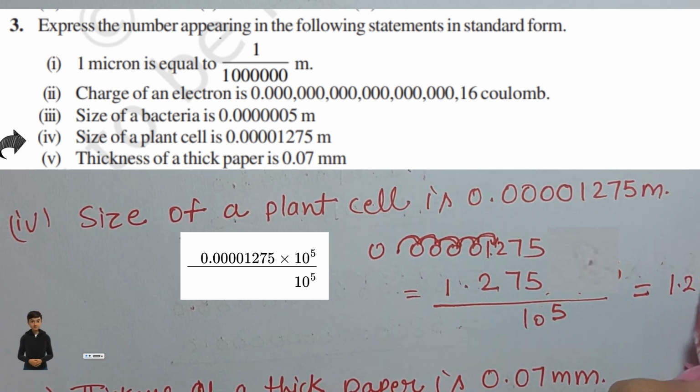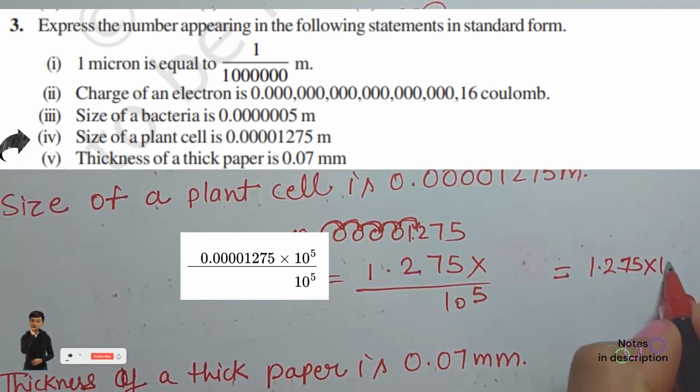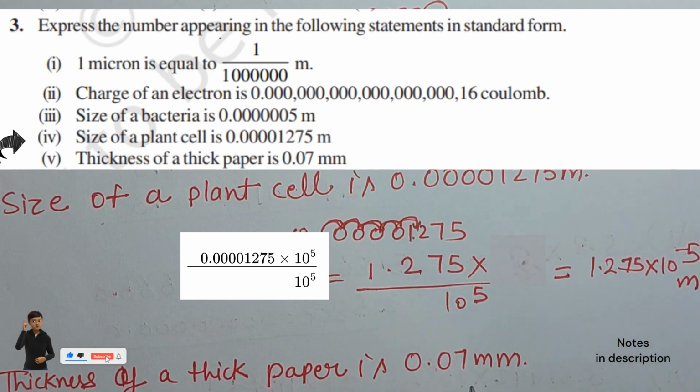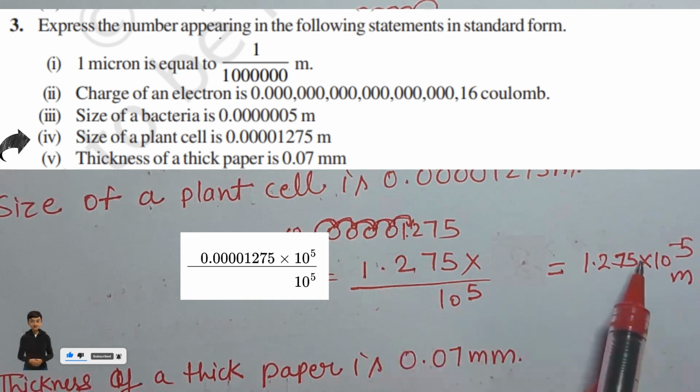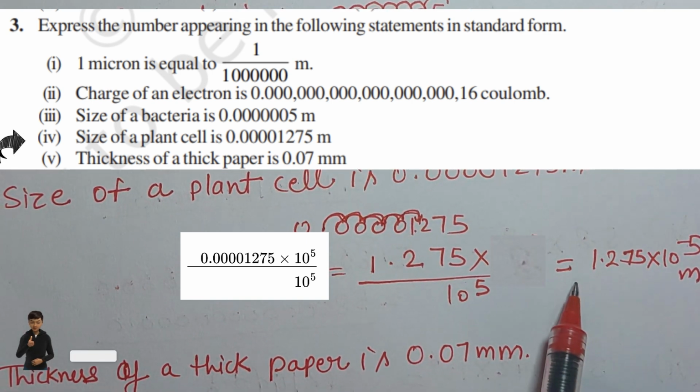1.275 into 10 raised to the power minus 5 meter. Okay, then this power will come up and become negative.